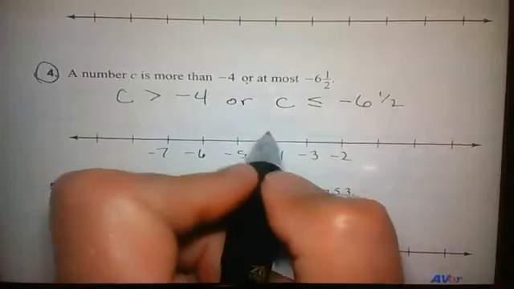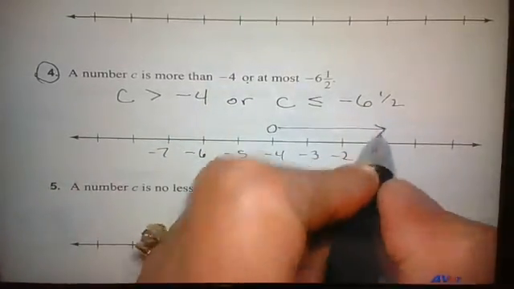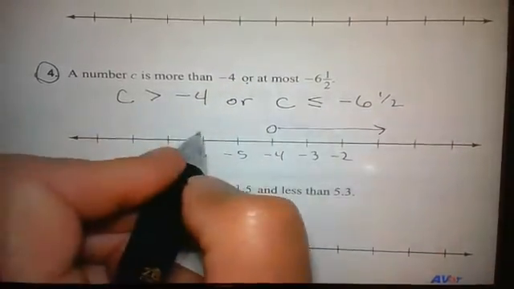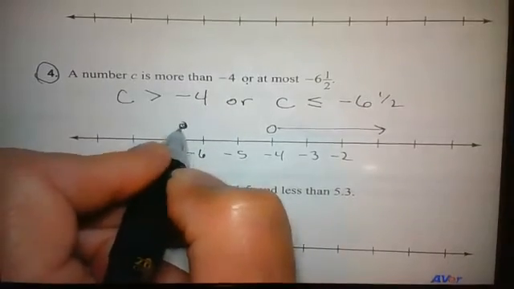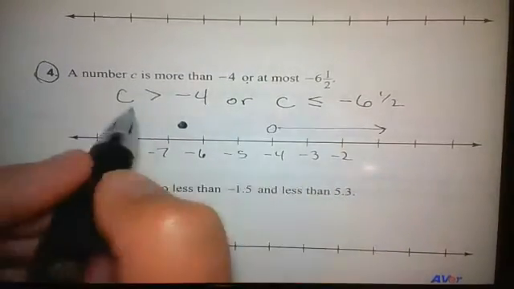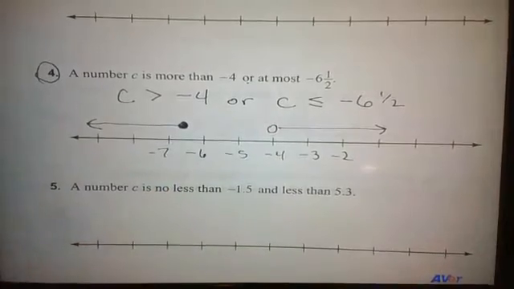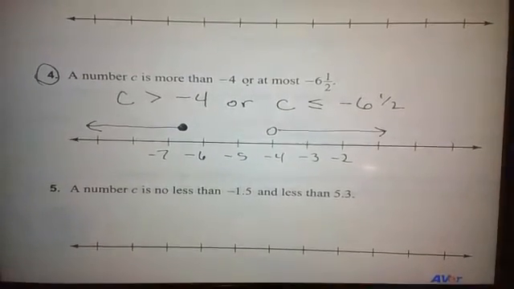C is greater than negative 4. Not filled in. Greater. C is less than or equal to 6. Oh, 6.5. That's okay. Negative 6.5. It's less than. There's my or statement. Ta-da! So this is 2.5.